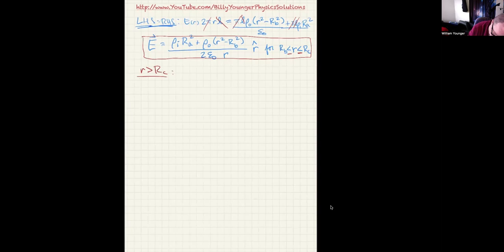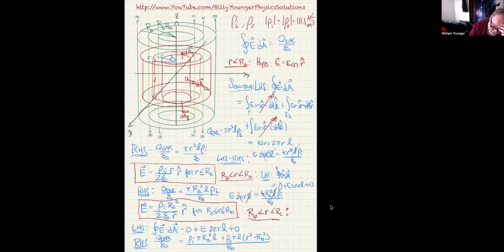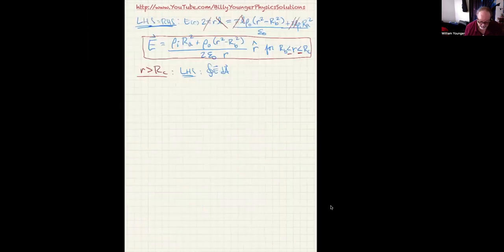And again, I'm going to go left-hand side, which is the closed integral of E dot dA. Now, in this case, the Gaussian surface actually has to be way out here, beyond, of course, R C. And that's roughly it. And again, the radius of that is R. Okay, so now we have all the Gaussian surfaces drawn. I don't know why that one didn't stretch as far as I'd like it to, but there you go. Close enough. Okay, so now I have all of those drawn.